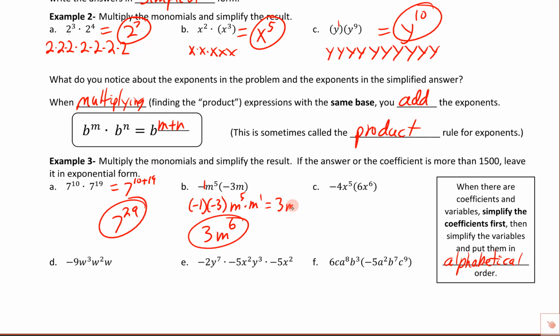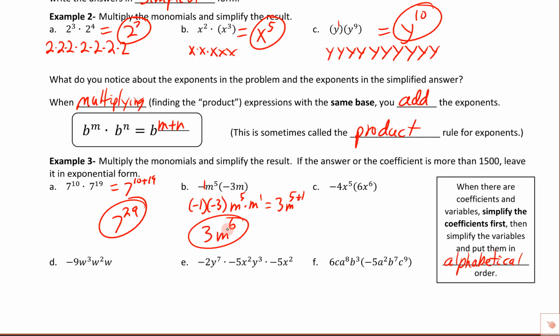So if you wanted to, you could write the 3 and then m to the 5 plus 1 and just kind of show all the work and thinking behind that, or you can skip right to there if you're able to do that. No problem either way. They go very quickly. I am going to speed this up over time so that we can get this right and do it as quickly as we possibly can.